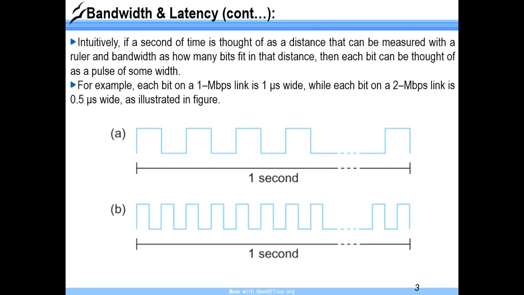If a second of time is thought of as a distance that can be measured with a ruler, and bandwidth as how many bits fit in that distance, then each bit can be thought of as a pulse having some width. For example, on a 1 Mbps link, each bit is 1 microsecond wide, while on a 2 Mbps link, each bit is 0.5 microsecond wide, half of the 1 Mbps link.